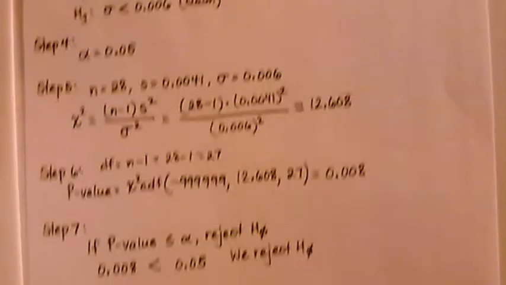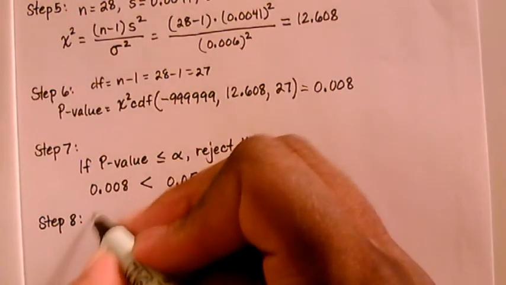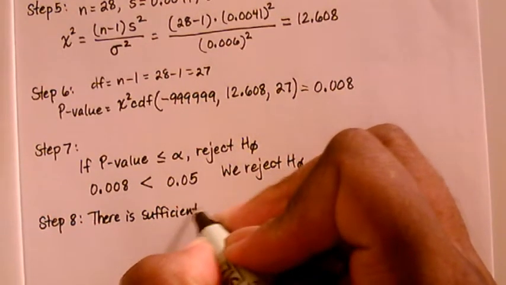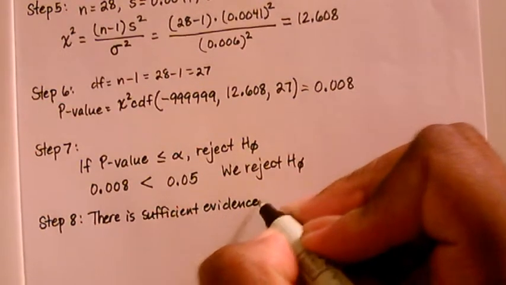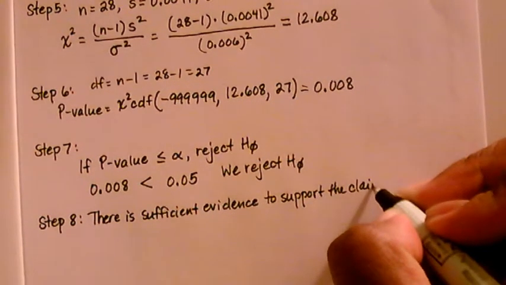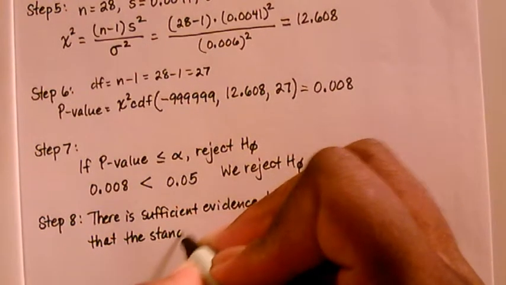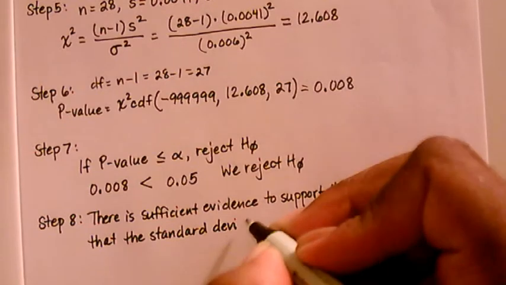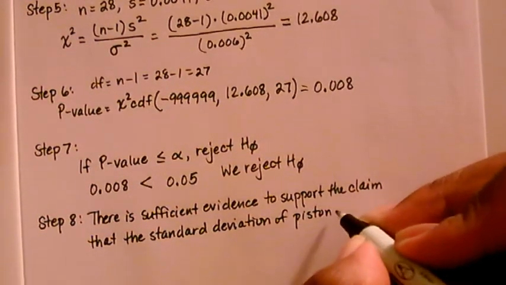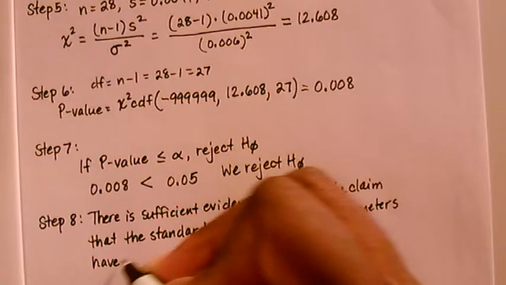So step number 8 is the conclusion, which is that there is sufficient evidence to support the claim that the standard deviation of piston diameters has decreased.